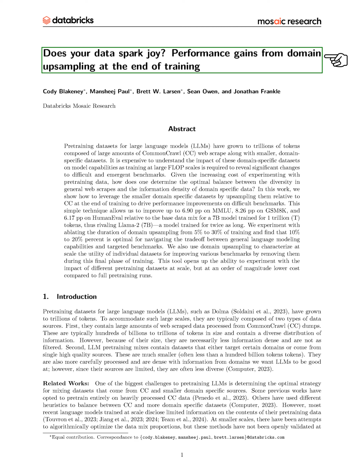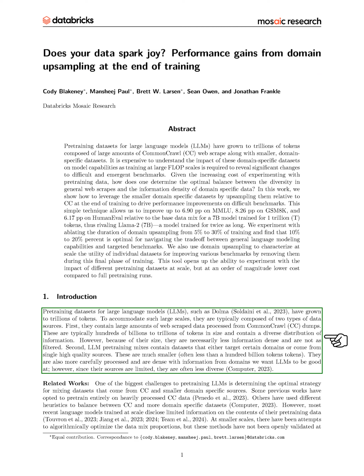Section: Introduction. In this section, we explored how to improve the pre-training datasets for large language models, LLMs, like DOLMA. These datasets have grown to trillions of tokens and typically consist of two main types of data sources. The first type includes large amounts of web-scraped data from Common Crawl, CC, dumps, which are massive but less information dense and not as filtered. The second type consists of smaller datasets from specific domains or high-quality sources, which are more carefully processed and rich in information but less diverse.